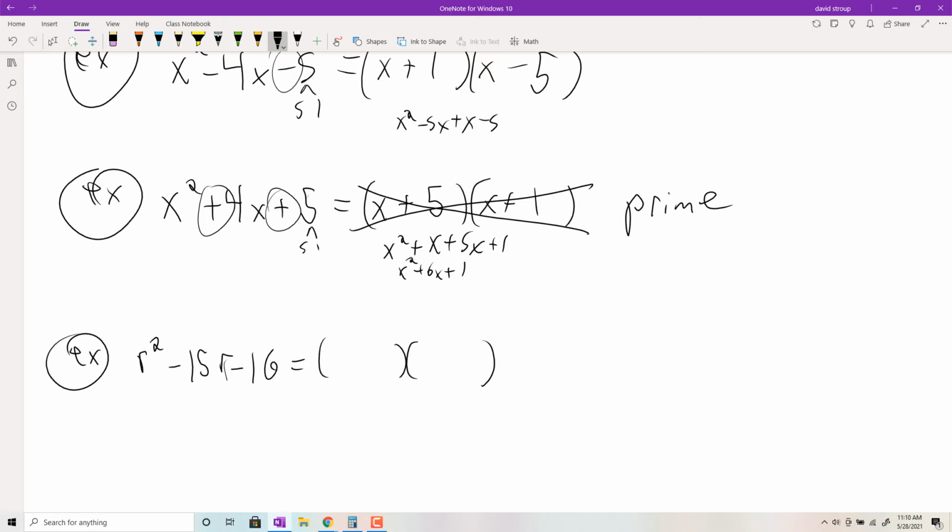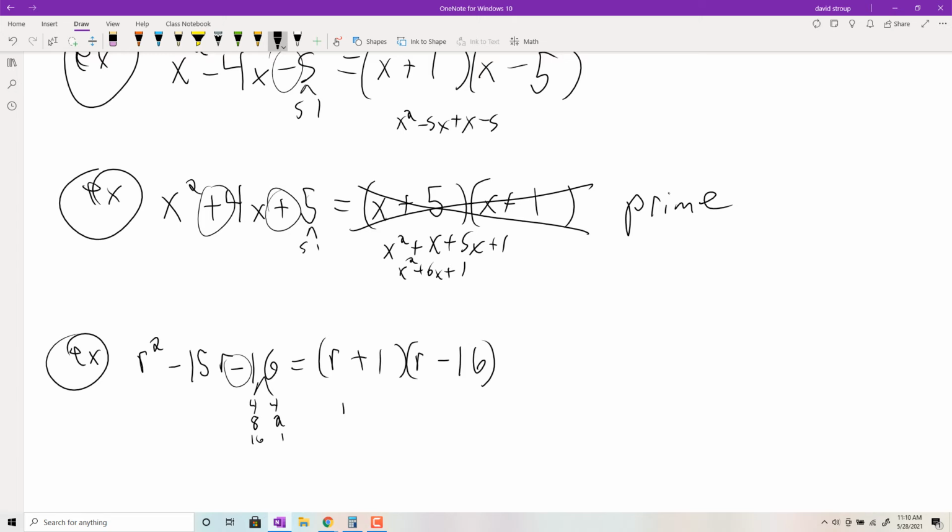So this has a negative in the second position, so you know it's plus minus. Instead of x, x, it'll be r. And then factorizations of 16 that subtract give me 15. Okay, so 4 and 4, 4 minus 4 is 0, that doesn't work. 8 and 2, 8 minus 2 is 6, nope. 16 and 1, 16 minus 1 is 15, good. I need the bigger number to be negative, so it works out.